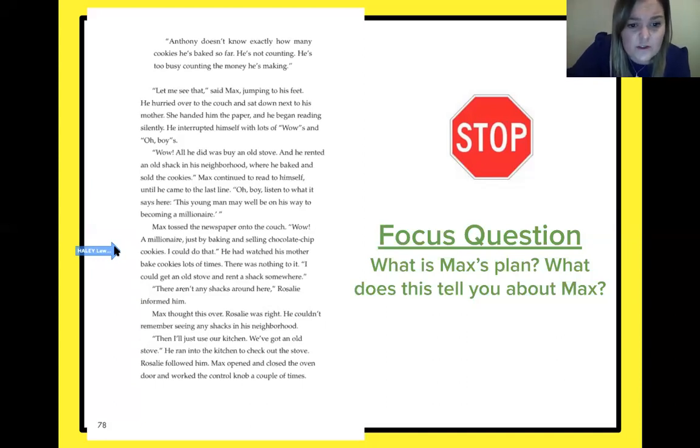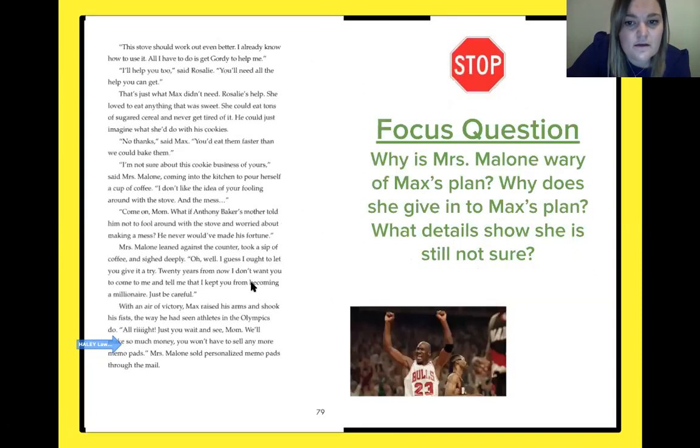I could get an old stove and rent a shack somewhere. There aren't any shacks around here, Rosalie informed him. Max thought this over. Rosalie was right. He couldn't remember seeing any shacks in his neighborhood. Then I'll just use our kitchen. We've got an old stove. He ran into the kitchen to check out the stove. Rosalie followed him. Max opened and closed the oven door and worked the control knob a couple of times.